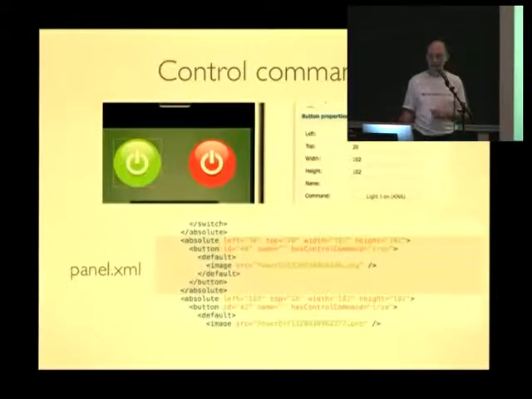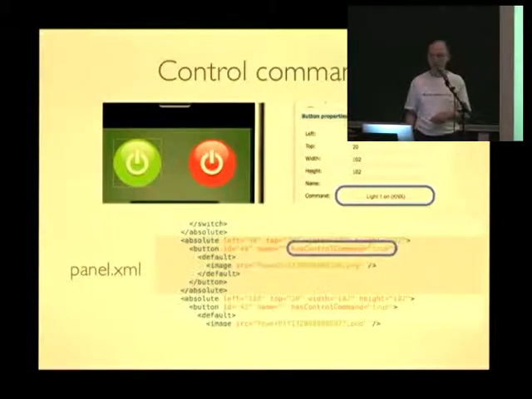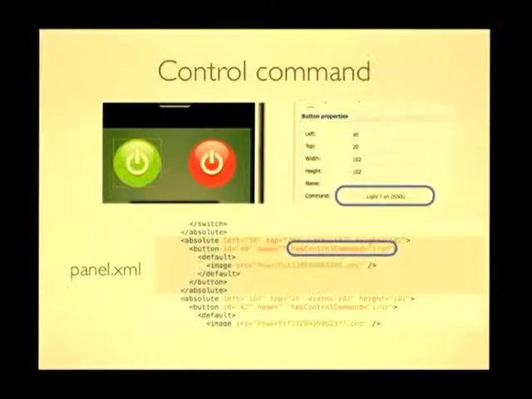For the UI, the same thing. We will define a button. We have an ID for cross-referencing. In the designer, we define that linked to that button, there is a command light on. However, in the XML, we don't directly link that command. We just say, if you press that button, something needs to happen. There is a control command.